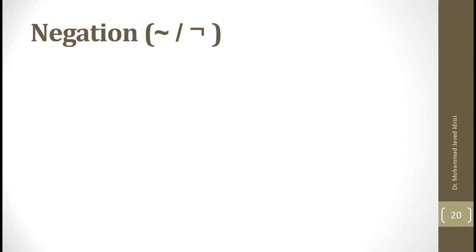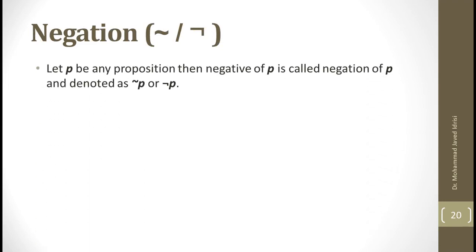Next connective is negation. Suppose P be any proposition, then negative of P is called negation of P, and it is denoted by this symbol or this symbol. This is called negation of P. If P is true, then its negation is false, and if P is false, then its negation is true.